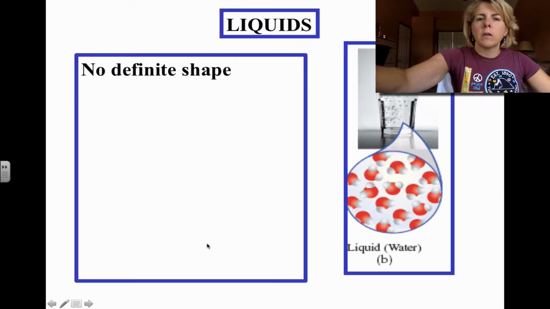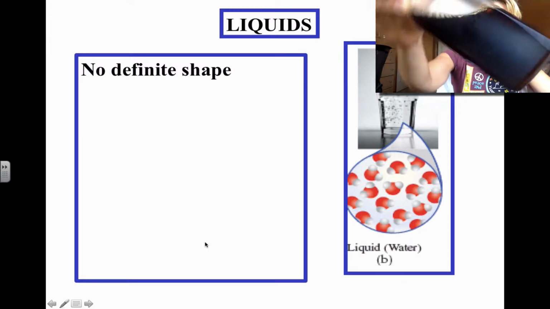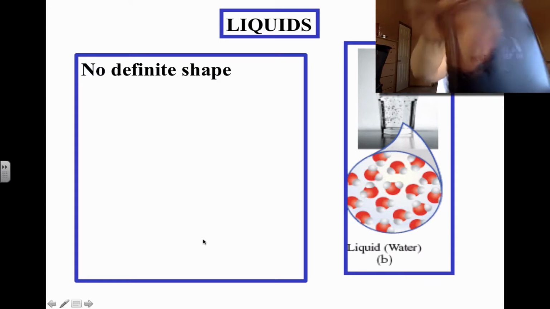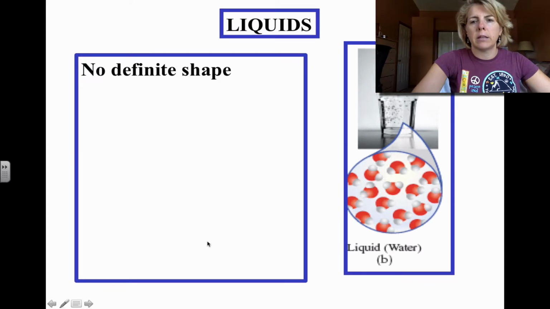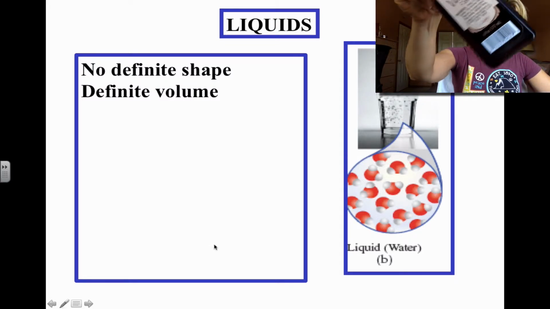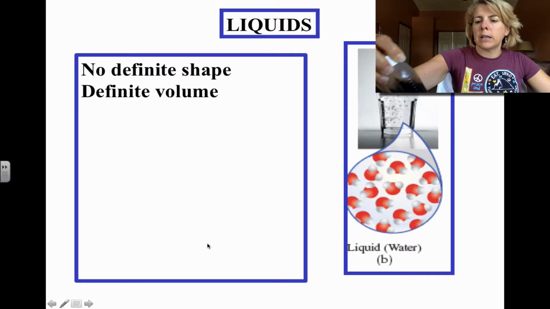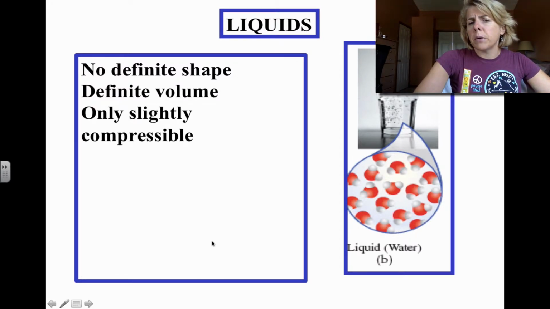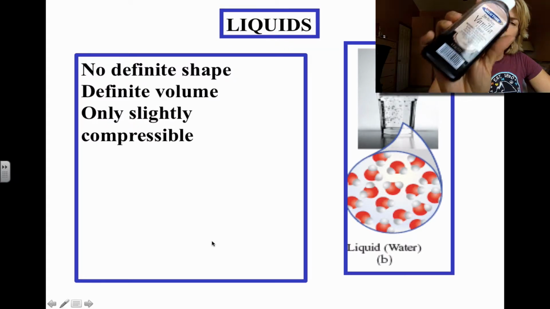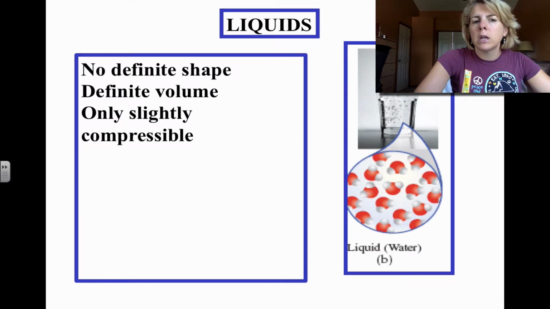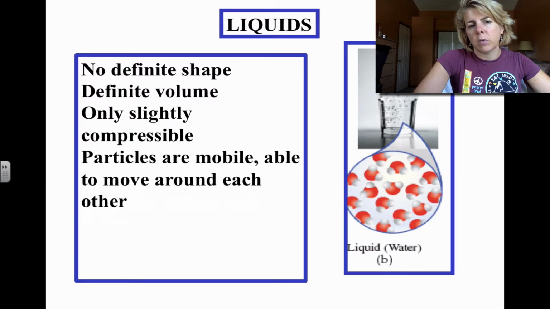Okay, so liquids. So notice that this bottle of vanilla, there's no definite shape. Depending on how I move things, the liquid will accommodate that container. There is a definite volume. So on each bottle that you buy of vanilla extract, it contains a certain amount of volume. Slightly compressible. So if I wanted to, I could put this in a device that would try to squeeze the liquid. There's just tiny, tiny spaces that we can use to compress the liquid.